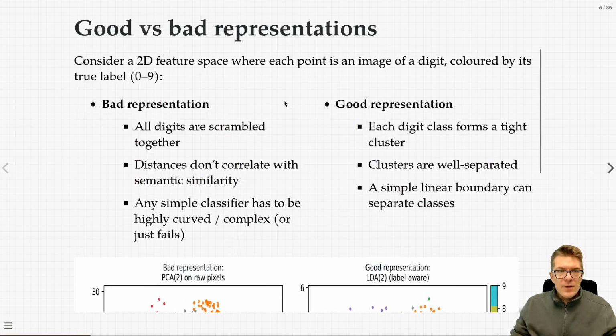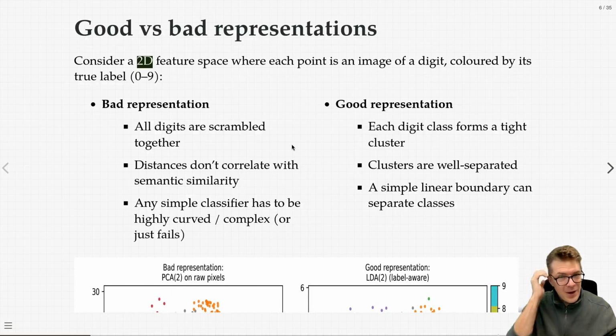Let's talk a little bit about good versus bad representations. So again, because we're humans, consider again a two-dimensional feature space where each point represents an image of a digit. And the color is going to represent its actual label. This is from the digits data set. So a bad representation would have all digits kind of scrambled together, like there's no way of differentiating them. There's just a big blob of data points. The distances between points won't correlate with any kind of meaning or anything that's useful for doing classification eventually.